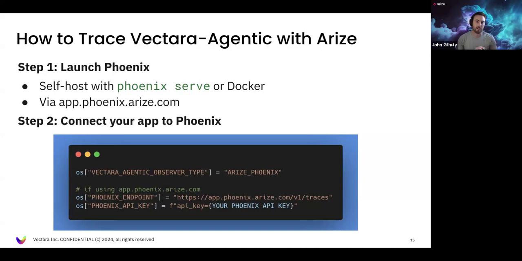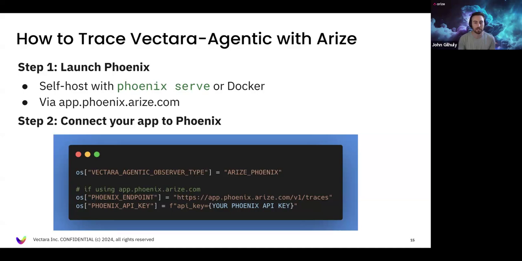At app.phoenix.arize.com, you can create your own cloud instance, which gives you an API key that you can access. I know there's a lot of questions around security inside of that too. So depending on where you fall on that side, you can always do the self-hosting version versus accessing the cloud. And then once you have that up and running, you can connect your app to that Phoenix instance.